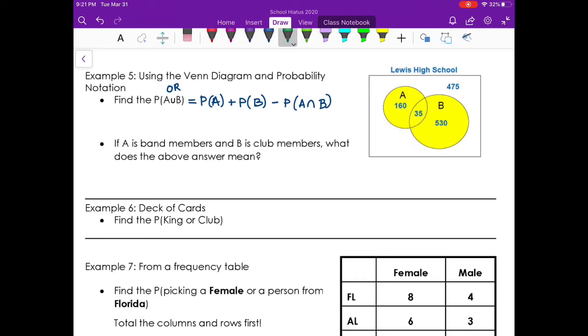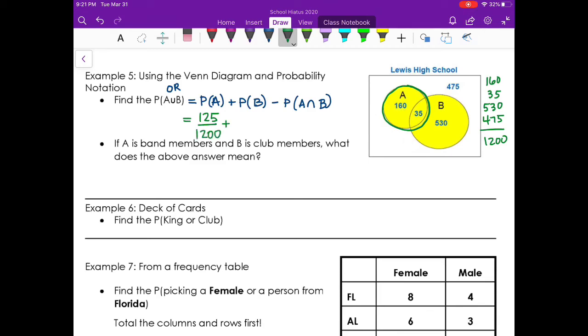So the probability of A, we want to find the total number of students for A, and that's 125 out of the total number of students in the table. So we need to calculate the total. So 160 plus 35 plus 530 plus this 475 that is neither in the band nor in the club, the total students is 1,200. So our denominator here will be 1,200.